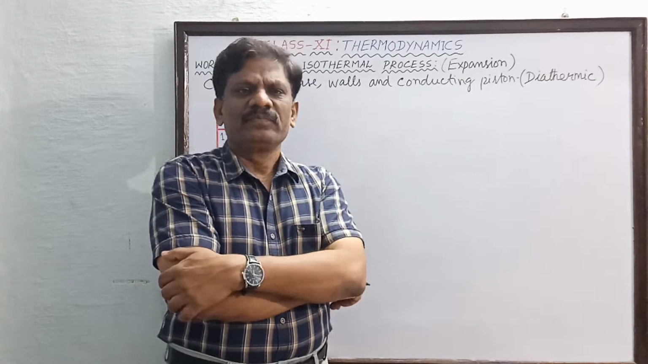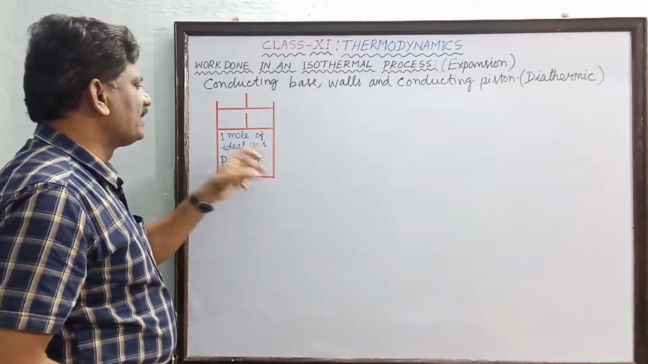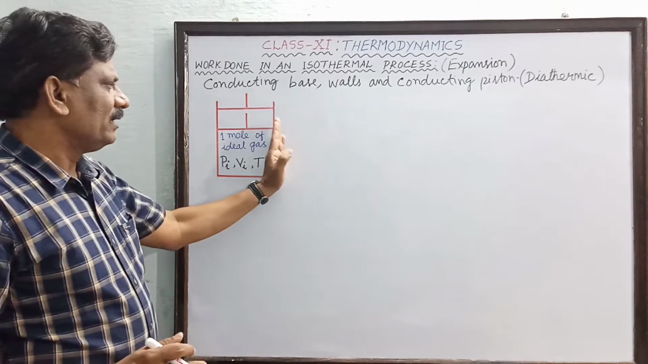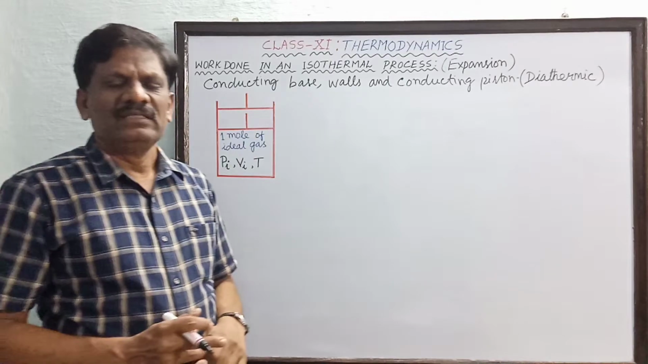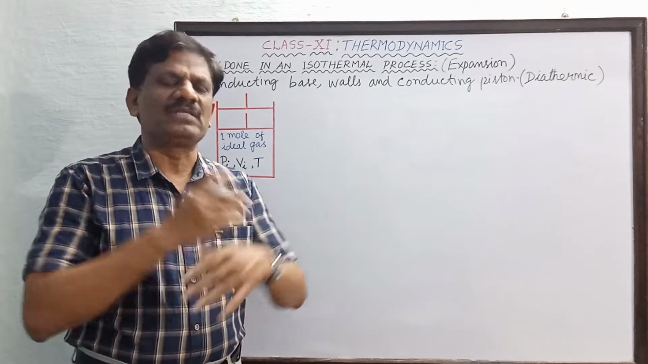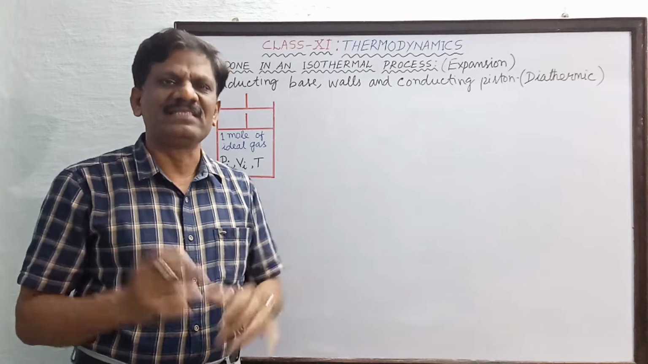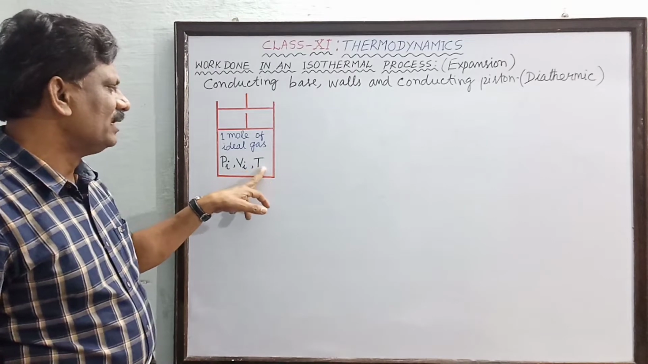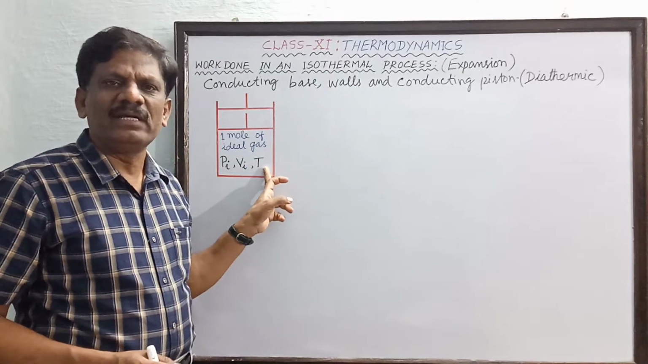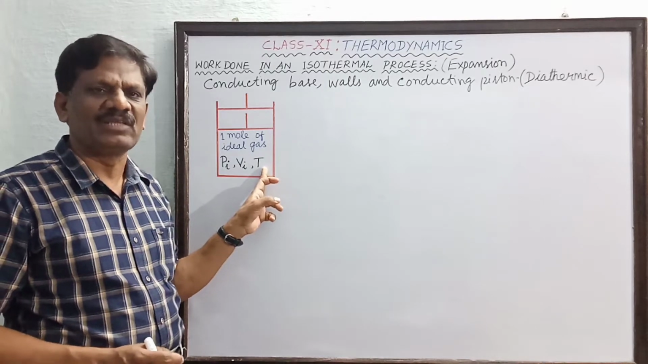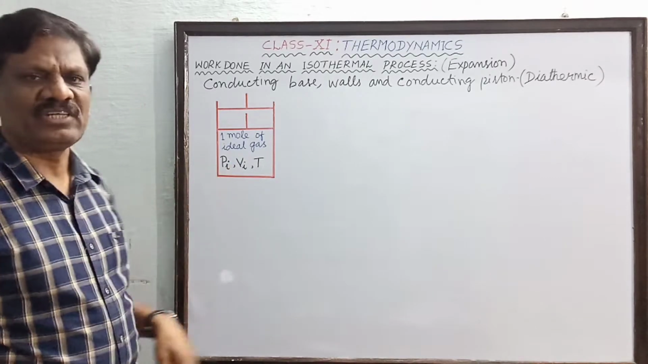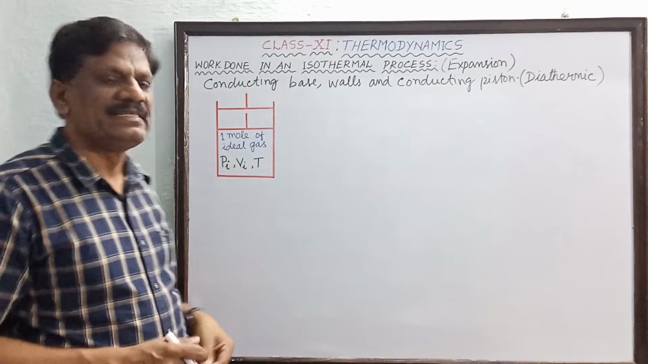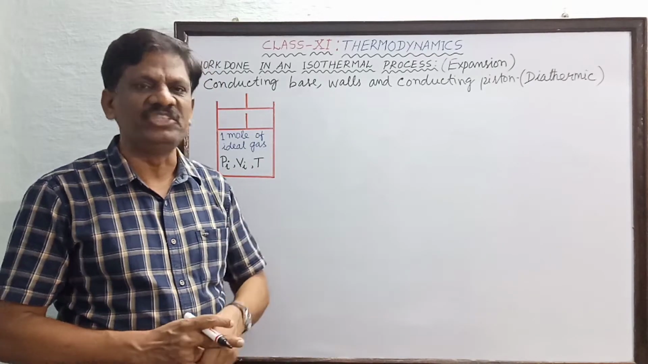Now you will see here 1 mole of ideal gas is taken inside this container. Since the conductor is provided on all sides, there will be conduction of heat from the system to surrounding or surrounding to system till the system is in thermal equilibrium with the surroundings. So let the initial temperature of the system as well as the surrounding be equal to T. And the initial pressure of the gas inside the container is Pi, and the initial volume is Vi.